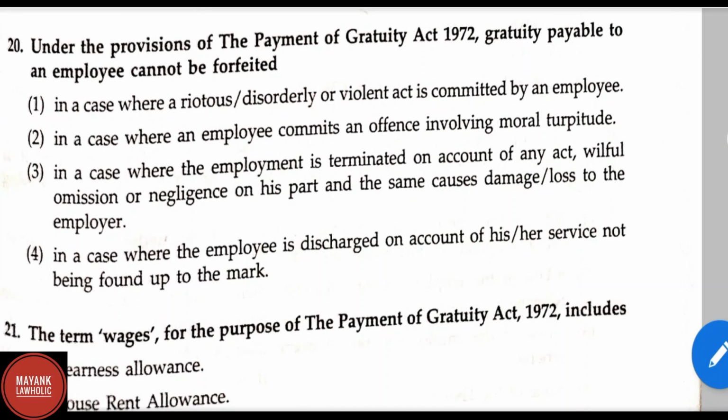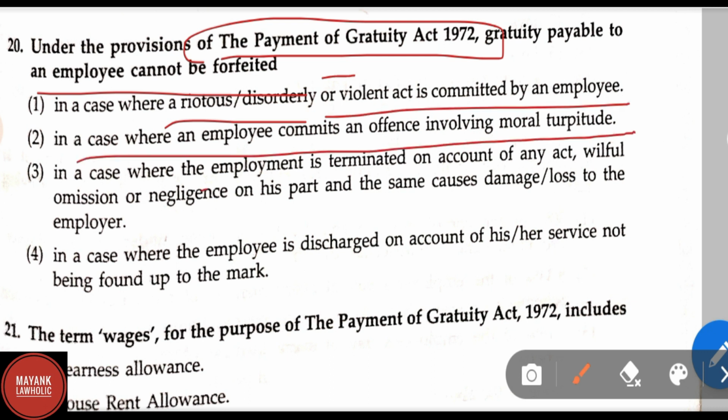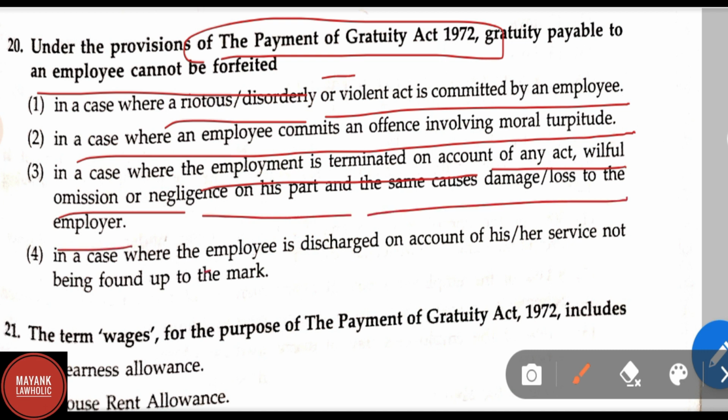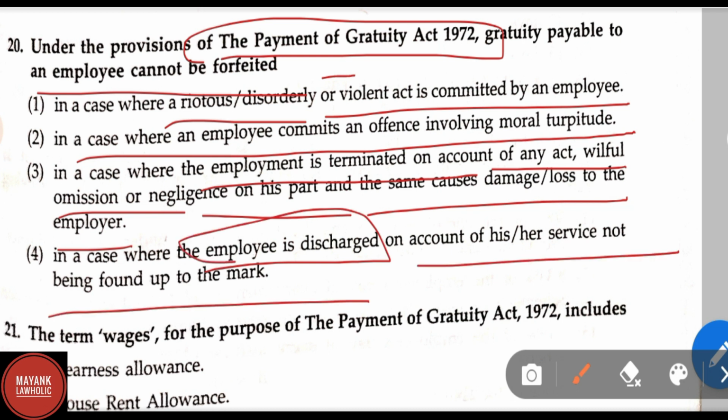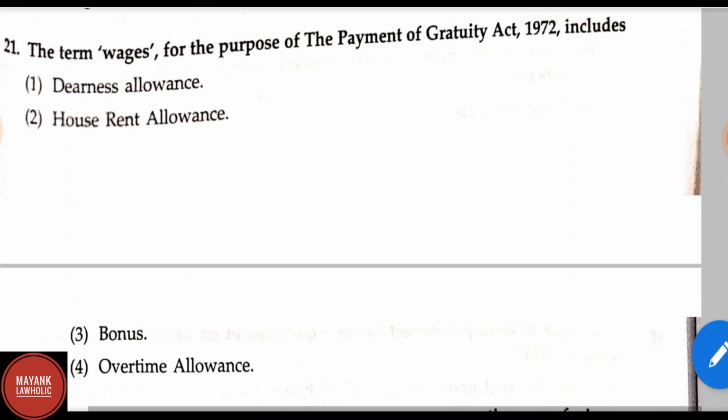Question number 20. Under the provision of the Payment of Gratuity Act 1972, gratuity payable to an employee cannot be forfeited: 1. In a case where disorderly or violent act is committed by an employee. 2. In a case where employee commits an offence involving moral turpitude. 3. In a case where the employment is terminated on account of any act, willful omission or negligence on his part and the same cause damage or loss to the employer. 4. In a case where the employee is discharged on account of his or her service not being found up to the mark. The correct answer for this is option number 4: in a case where the employee is discharged on account of his or her service not being found up to the mark. Now let us see question number 21.